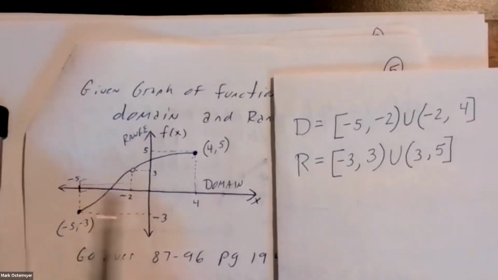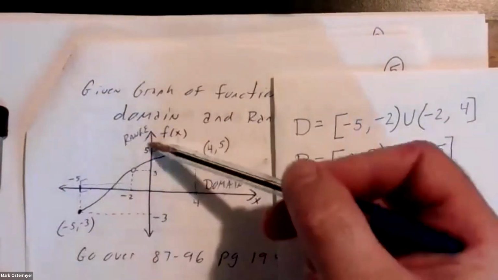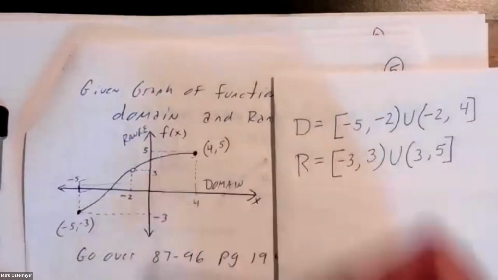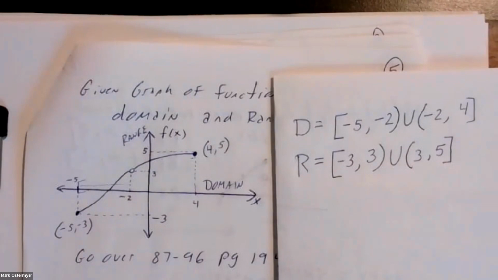So domain pertains to x coordinate values. Range pertains to y coordinate values. Any questions how I found the domain and range for that function?